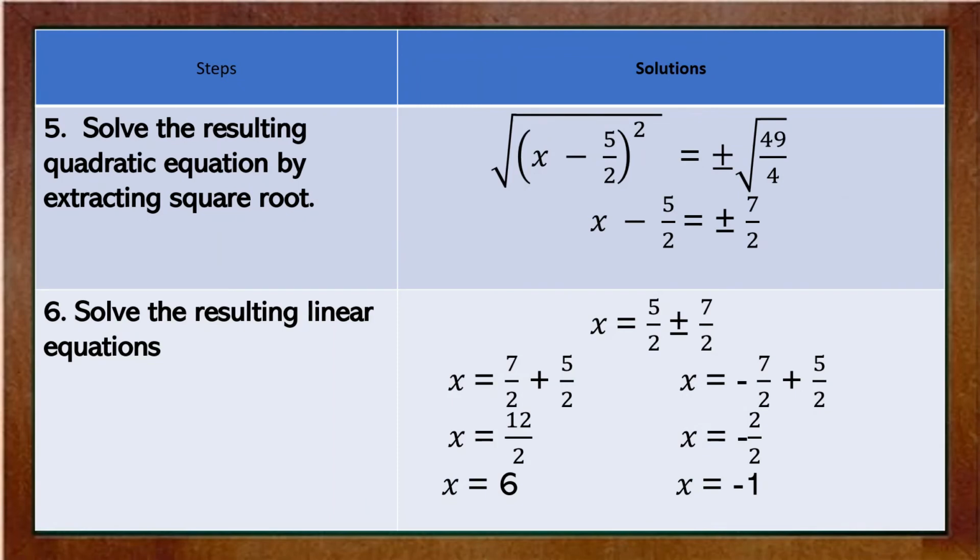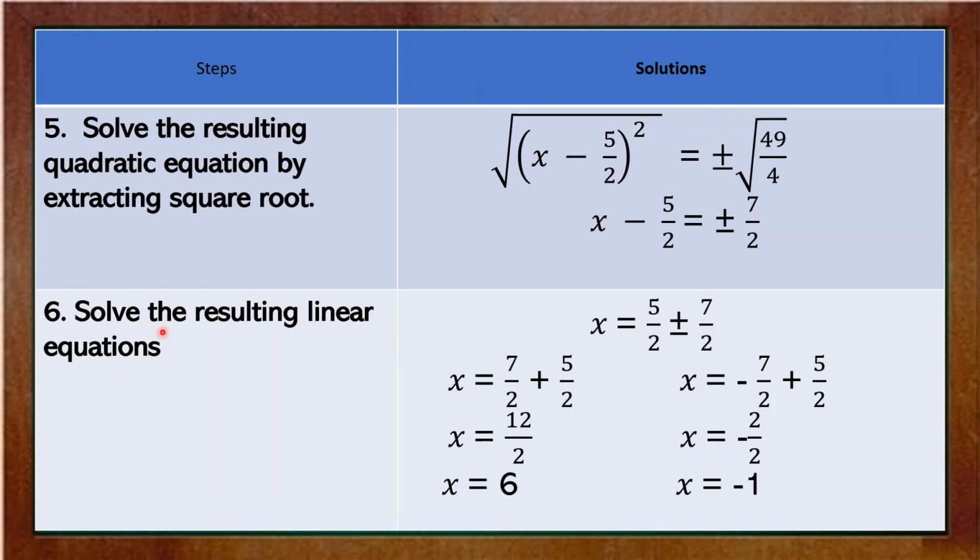Step number 5. Solve the resulting quadratic equation by extracting square root. So we will write the square root both sides. So it becomes square root of x minus 5 over 2 quantity squared is equal to positive or negative square root of 49 over 4. Eliminate 2 and square root sign. So it becomes x minus 5 over 2 equals positive or negative. So the square root of 49 is 7 and the square root of 4 is 2. So that will be our equation on step number 5.